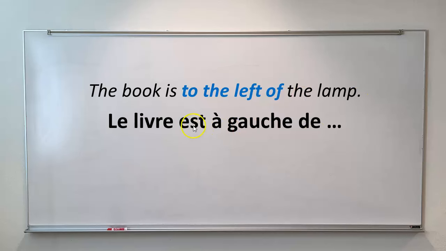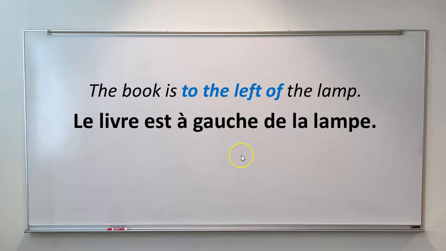Le livre est à gauche de. There's a liaison here. Le livre est à gauche de. And all we need now is the word for lamp. La lampe, la lampe. And there you have a very nice, beautiful French sentence.